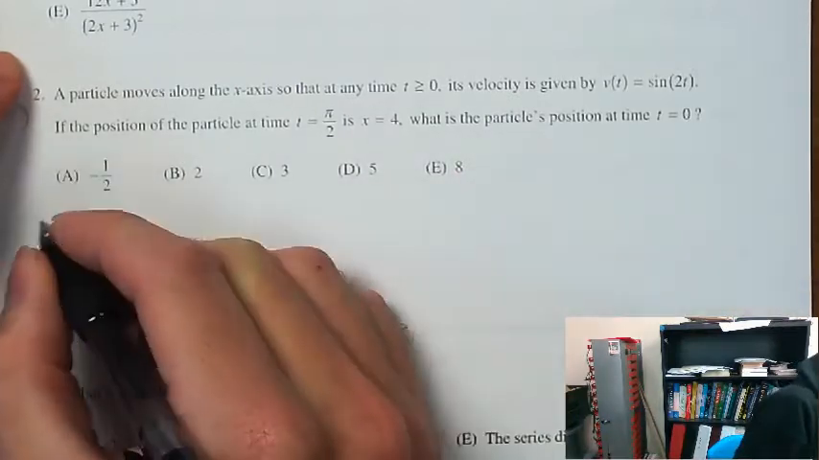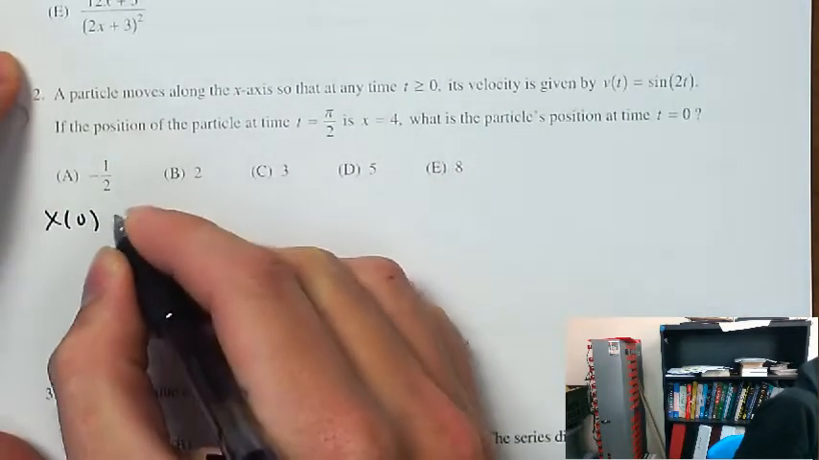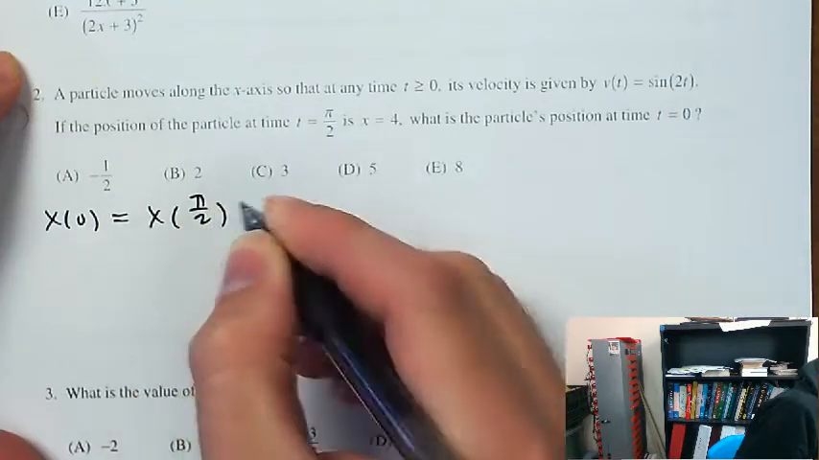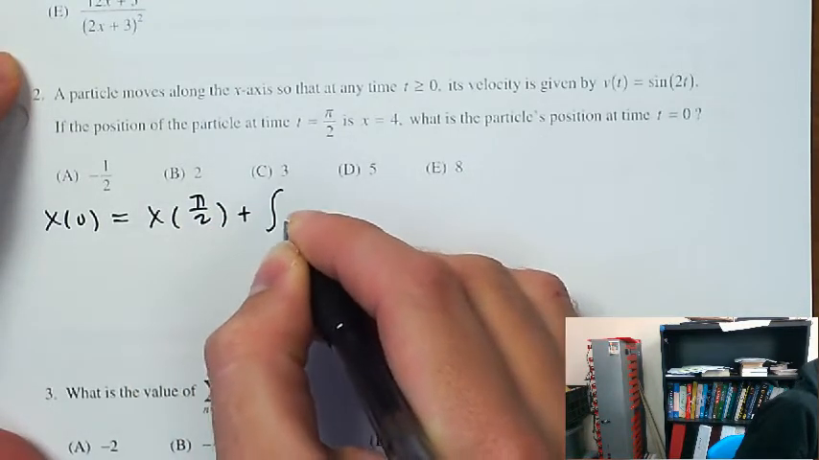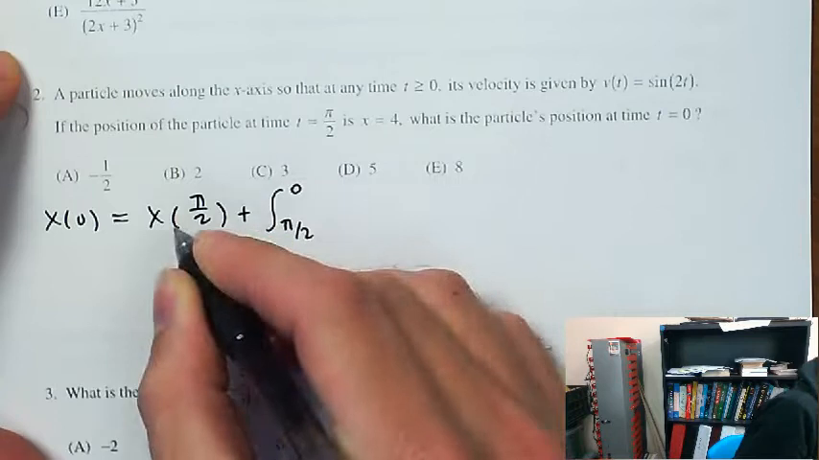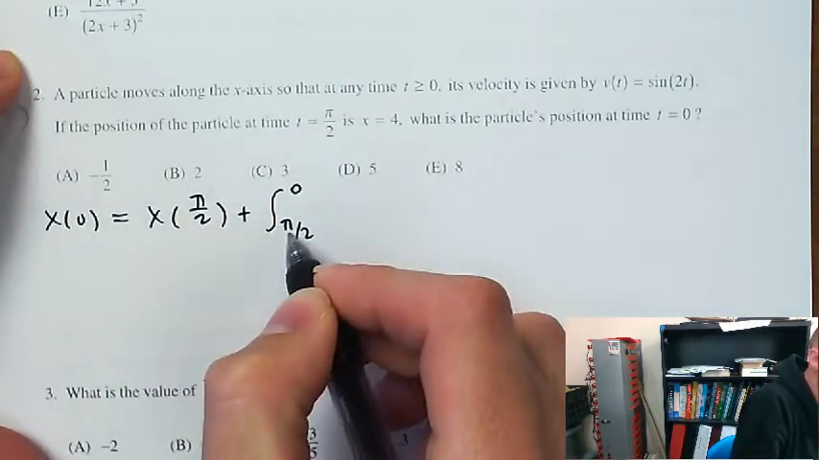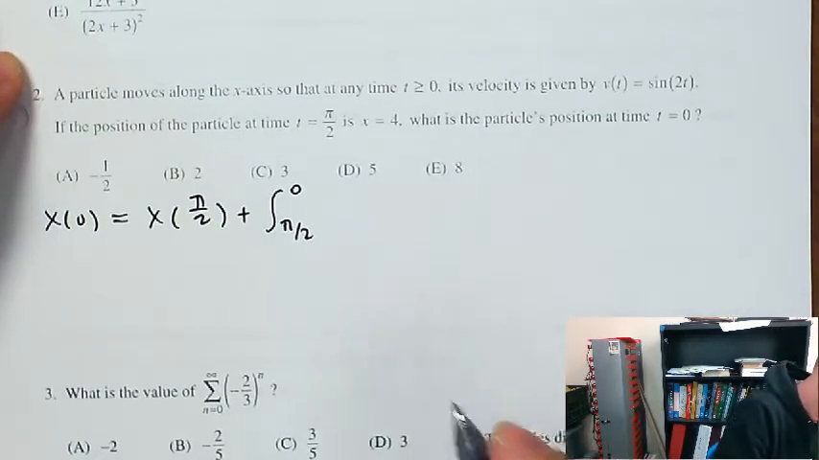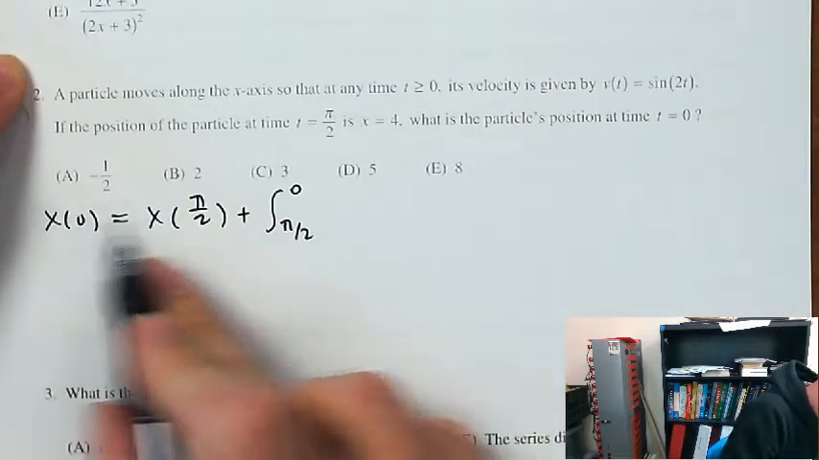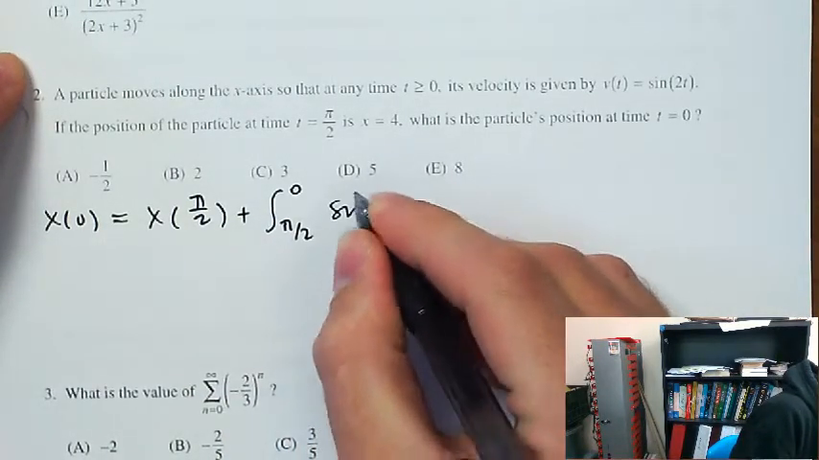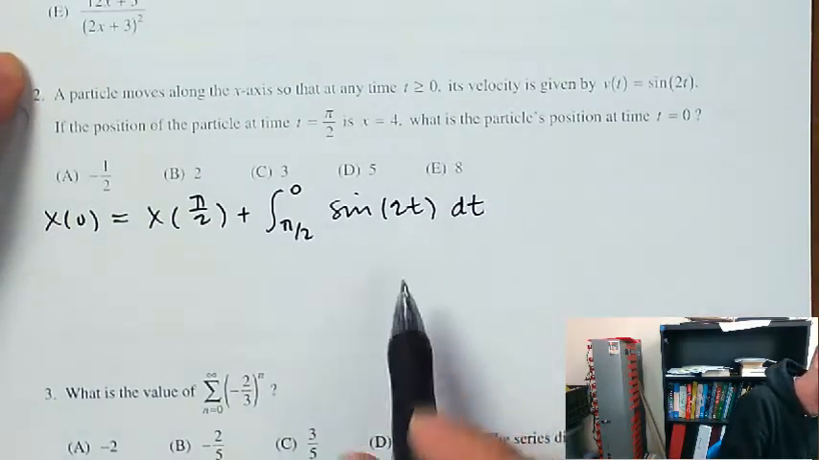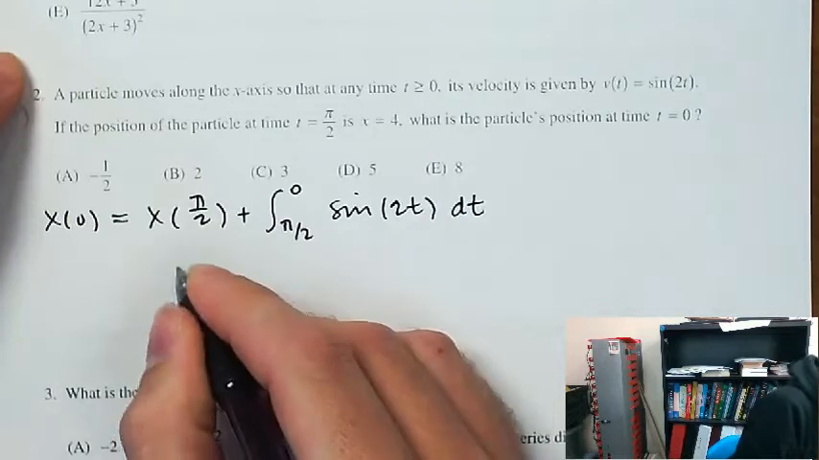So position at time 0 is going to equal position at time π/2 plus the integral from π/2 to 0, right? F(b) is f(a) plus the integral from a to b, regardless if a is bigger or smaller than b, of x prime, which is velocity. So that's sin(2t) dt. Okay. The x of π/2 is 4.